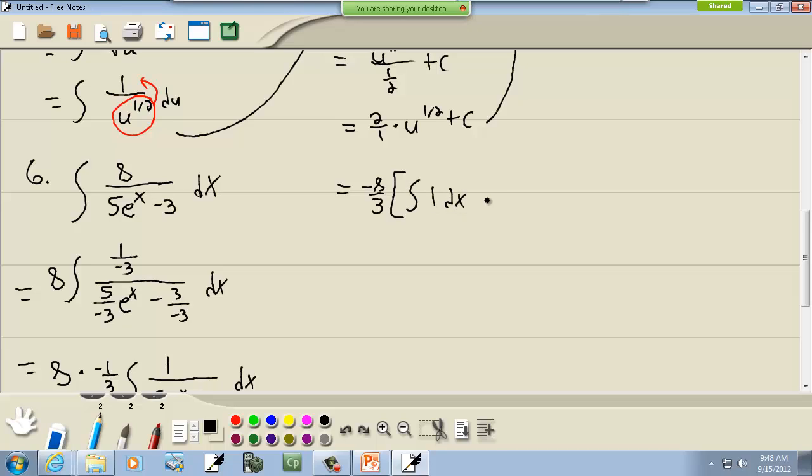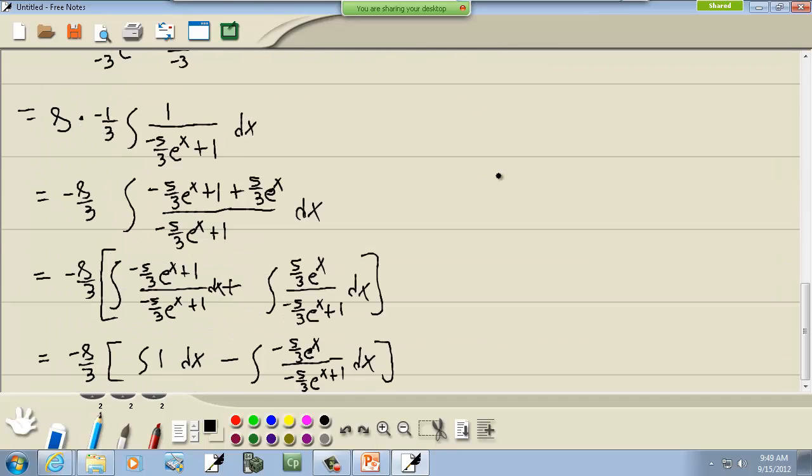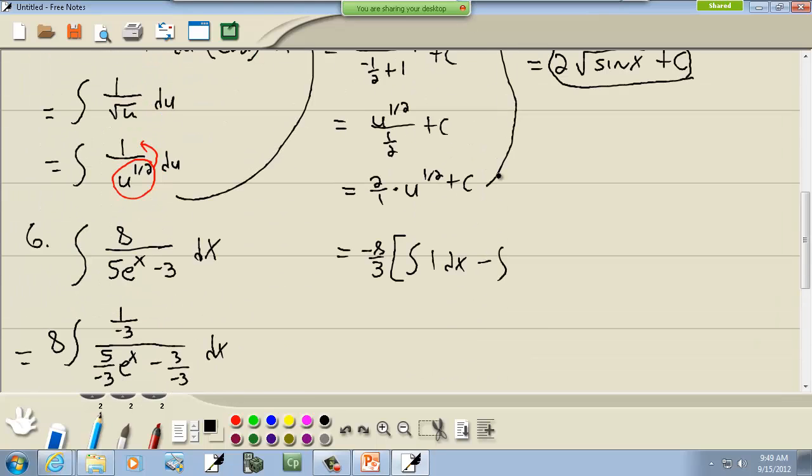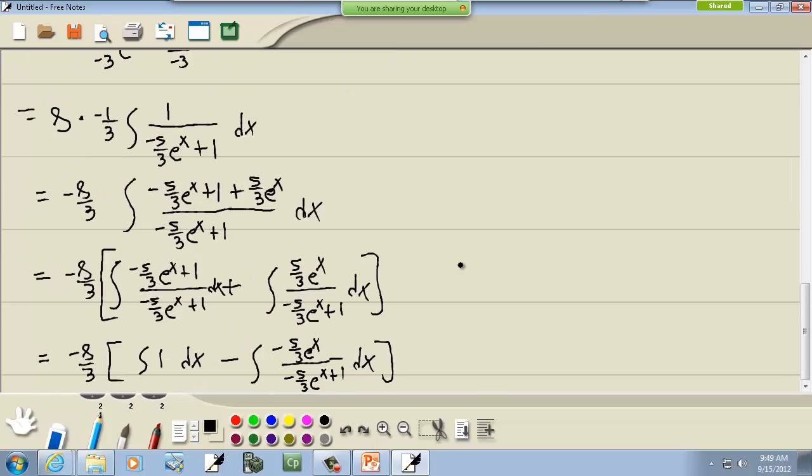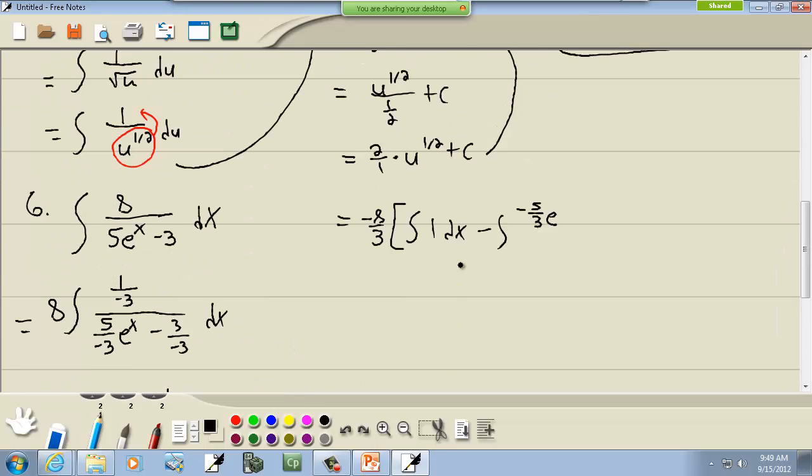I'll write it down again, then I'll do this. Like that. -5/3 e to the x. And then down here we got -5/3 e to the x +1 dx.